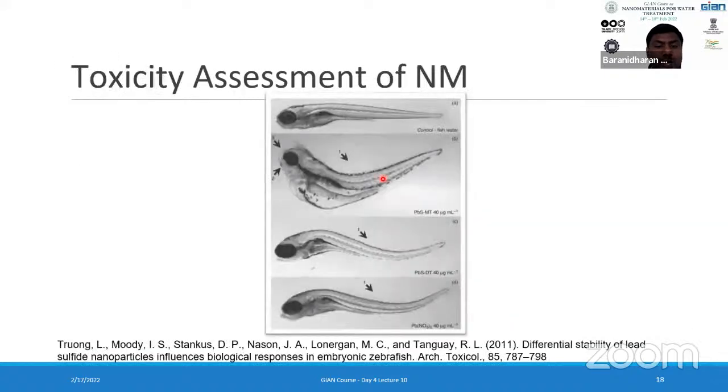So when it comes to ecological risk, one thing is that organisms can be exposed to different fish types, especially the small fishes, and then how do the larvae perform? How do they react in different environments? In this study, they looked at the embryo of the zebrafish, and the nanoparticles were found on the top of the skin, that is, on the larva.